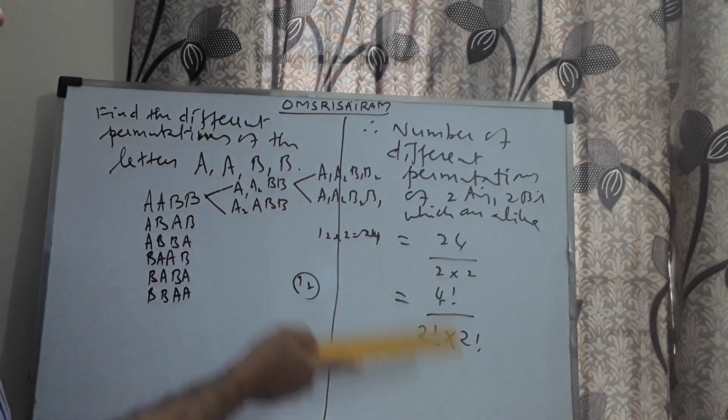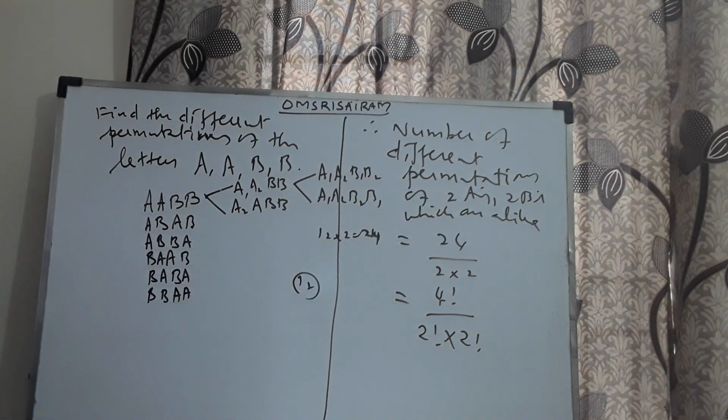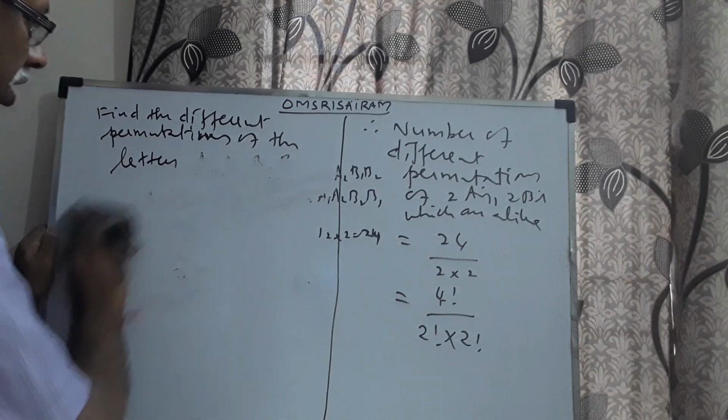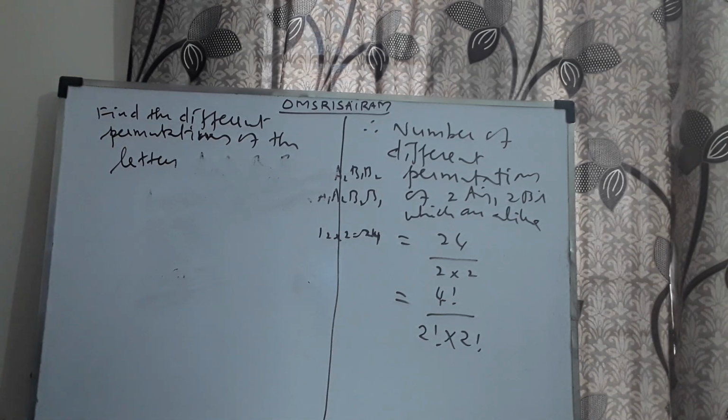Into 2 factorial which are alike. If 3 are alike, I'll have 3 factorial. Therefore, I'll have a generalization now. I'll give you the generalization. If there are n elements in which P1 are alike, P2 are alike, etc., Pn are alike.